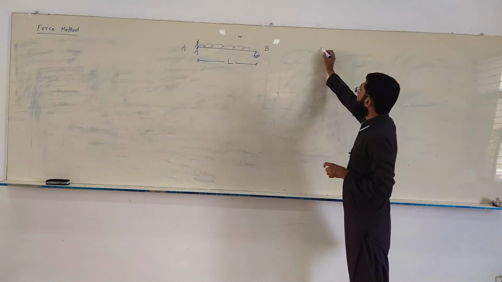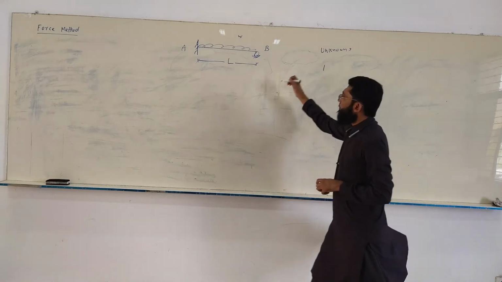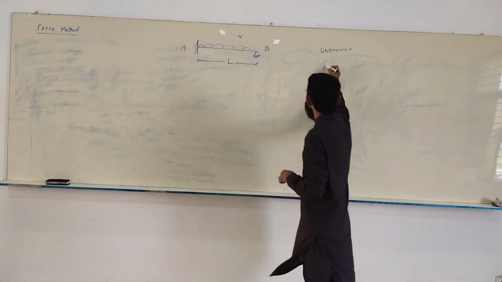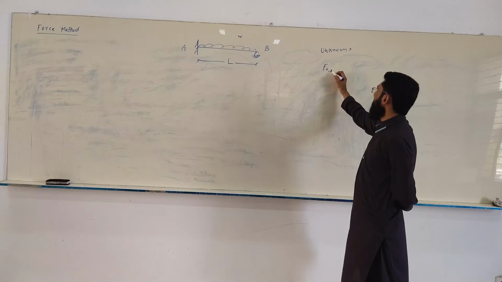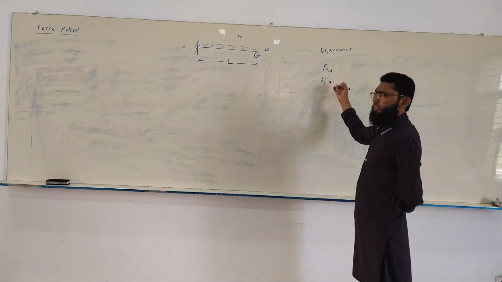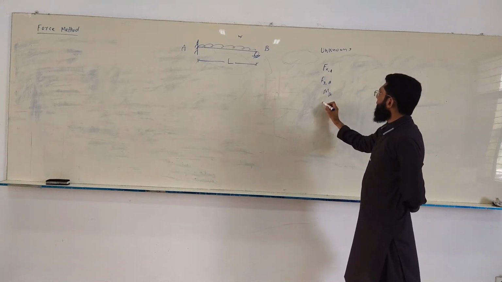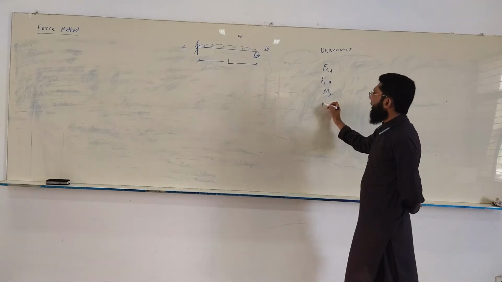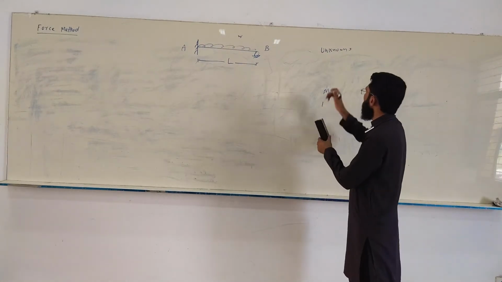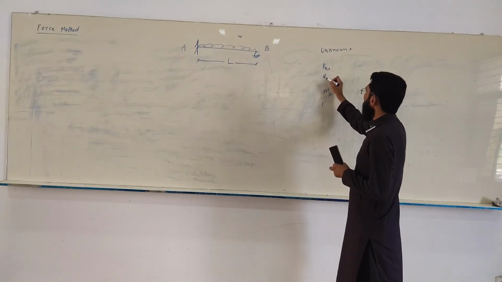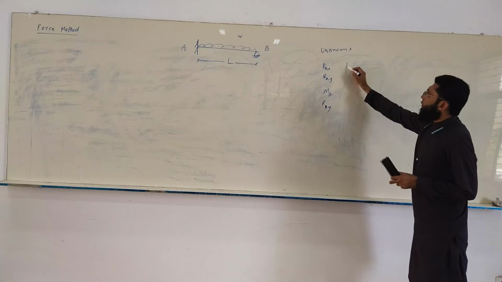If I list them down, the unknowns are, let me give them a few names. At A, I have Fx at A, Fy at A, and MA. Maybe a better representation would be R_AX, R_AY, and then R_BY. So these are the 4 unknowns we need to find.